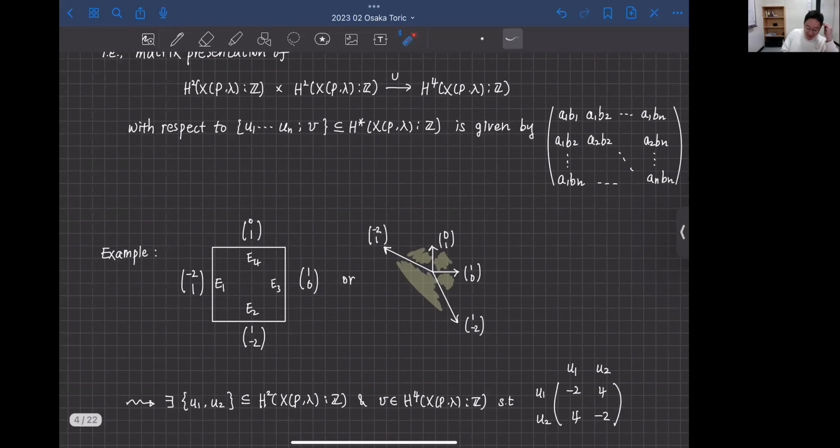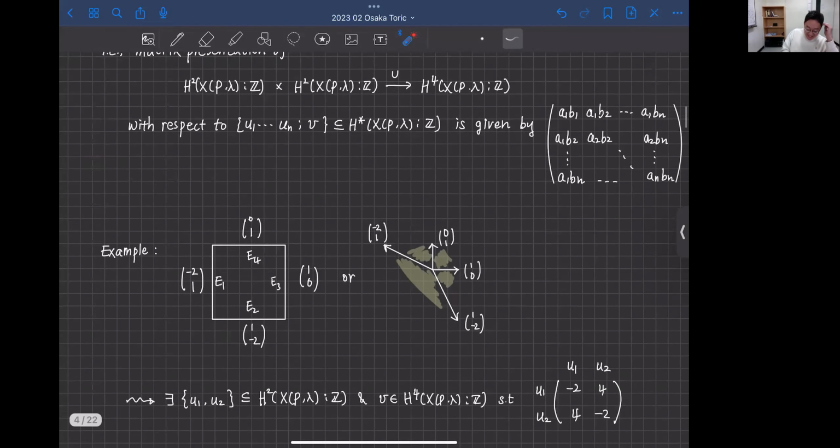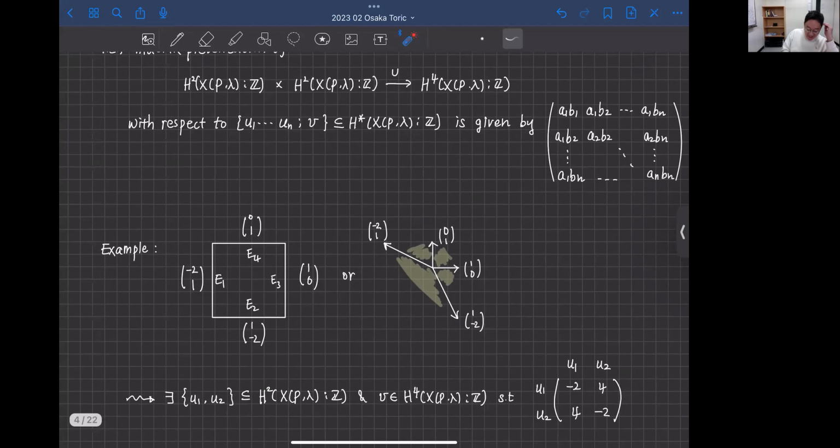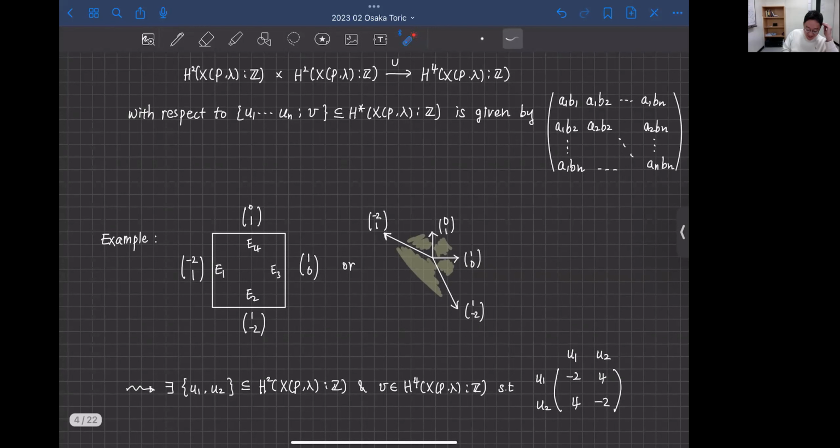Thank you. So if you have this characteristic pair or fan, then there is a natural basis U1 and U2 in H2, and V in H4, such that its cup product representation is given by -2, -2. This is nothing but the product of these two entries, and this 4 comes from -2 times -2. Okay.